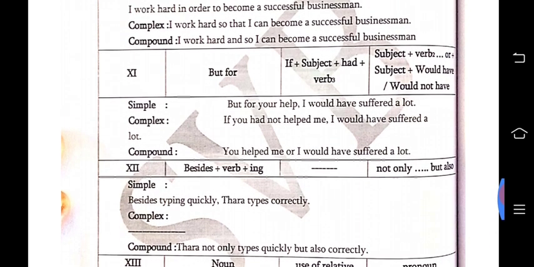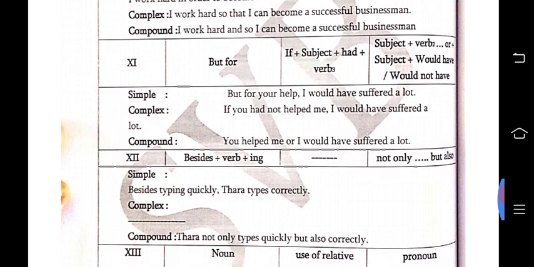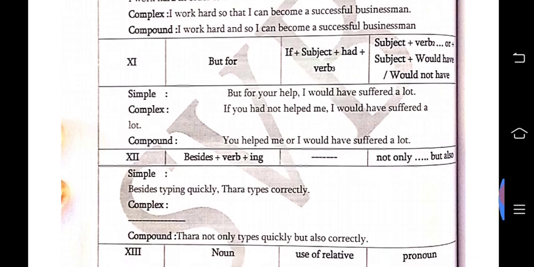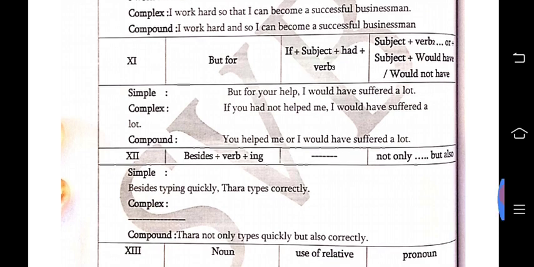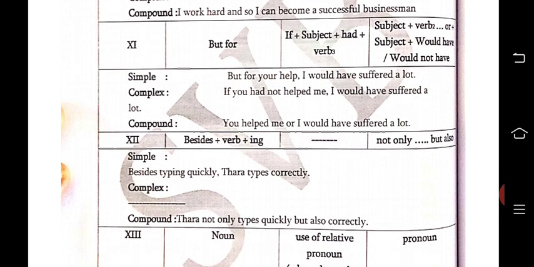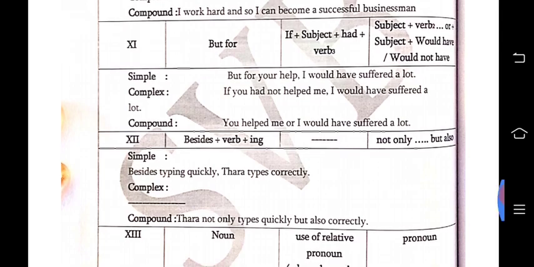And the same thing, see here, for the condition, "but for". I told you, "but for" means you should not confuse. "But for" is nothing but "without". So: without your help, I would have suffered a lot. If you had not helped me, I would have suffered a lot. Okay, had plus V3, so there would have plus V3. And then for compound: you helped me or I would have suffered a lot.